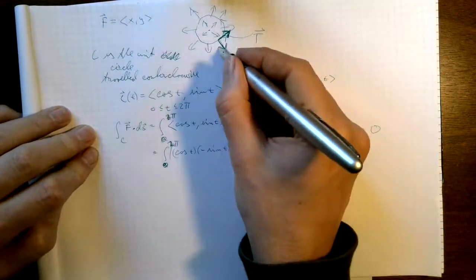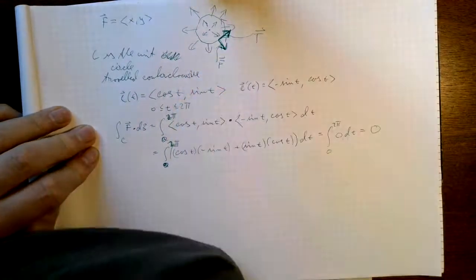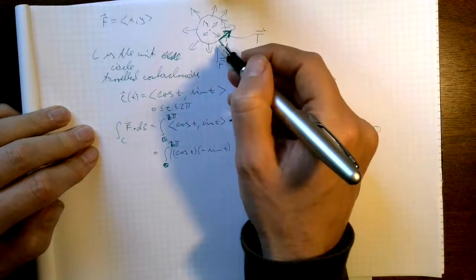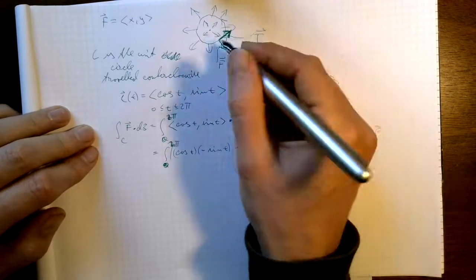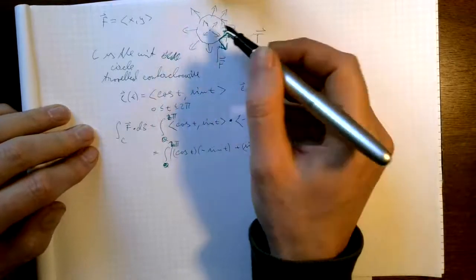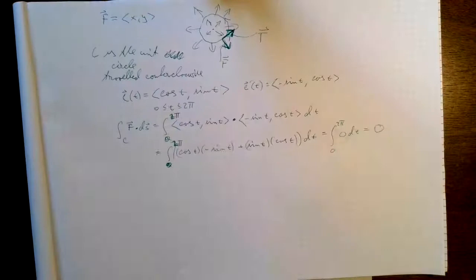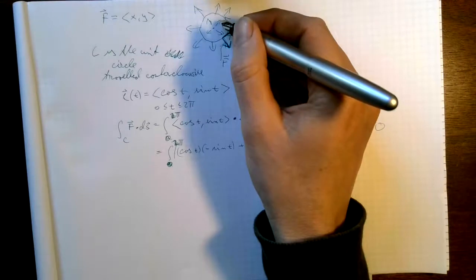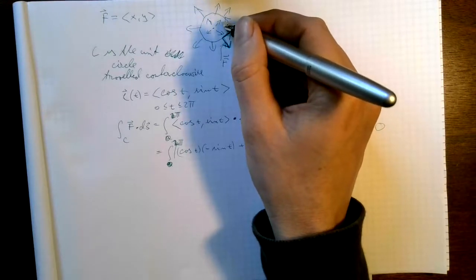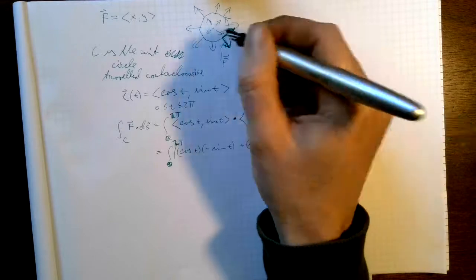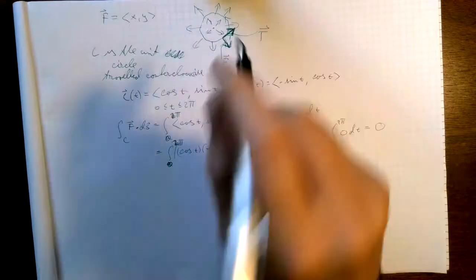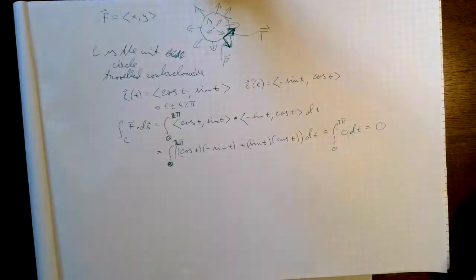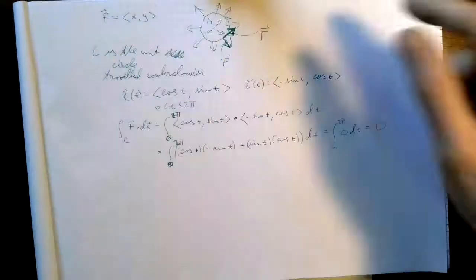So if this is f, that means that if I project f onto t, I get 0, right? Another way of seeing this is that if the force is acting outwards from the origin, and I'm going in a circle around the origin, then this force is not doing any work on this particle. It's trying to push it outwards, but the particle is just moving along this circle.